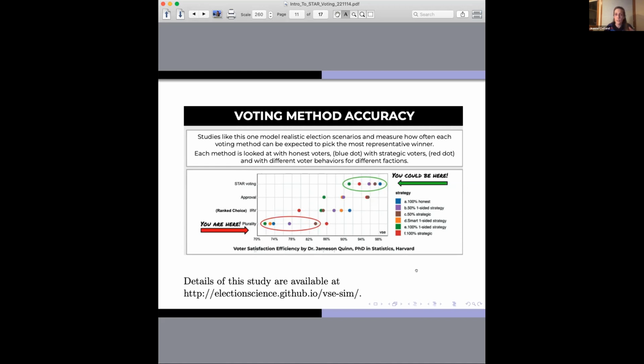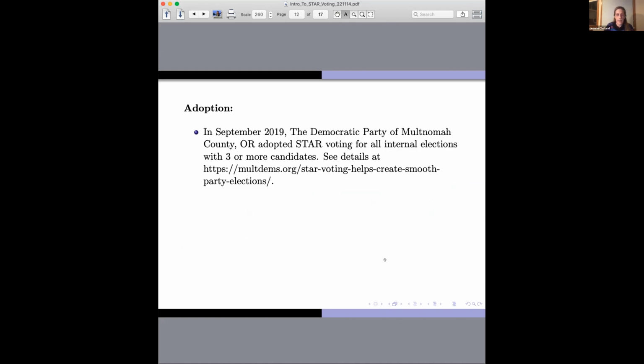Now, this is a simulation. There's not a lot of on the ground track record with that. So absolutely take that with a grain of salt. As far as adoption, Oregon is the state.